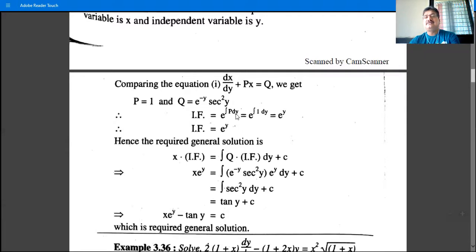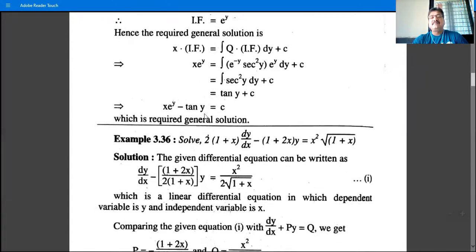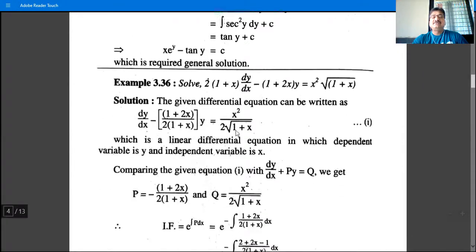Instead of e raised to integral P dx, we use e raised to integral P dy, that is e raised to integral 1 dy, and the integration of 1 with respect to y is y, so e raised to y is the integrating factor. Therefore the general solution of the given differential equation is, instead of y I, we write x I is equal to integral Q into I dy, instead of dx, plus c. So substitute the values, and e raised to minus y and e raised to y become 1. The integration of sec square y is tan y with respect to y. So this is the general solution.